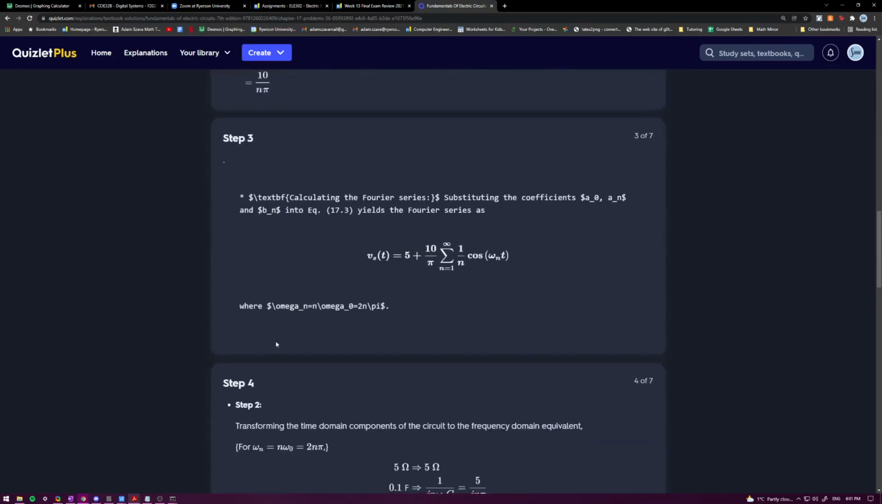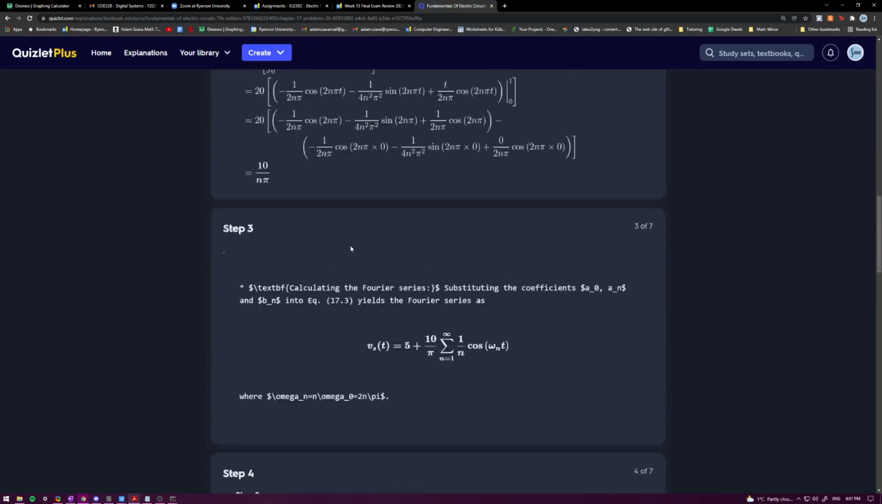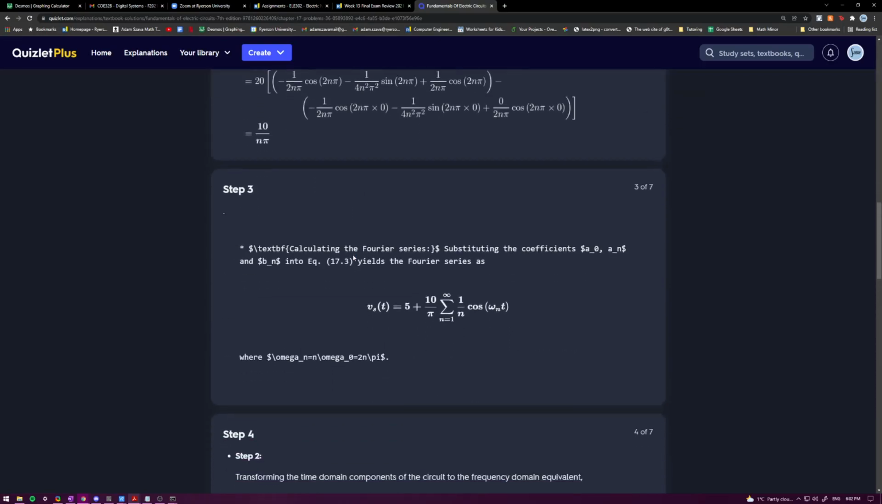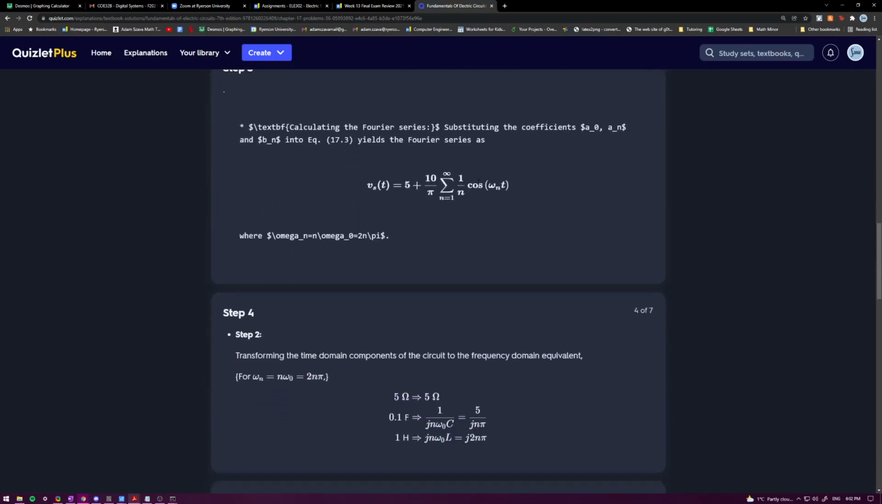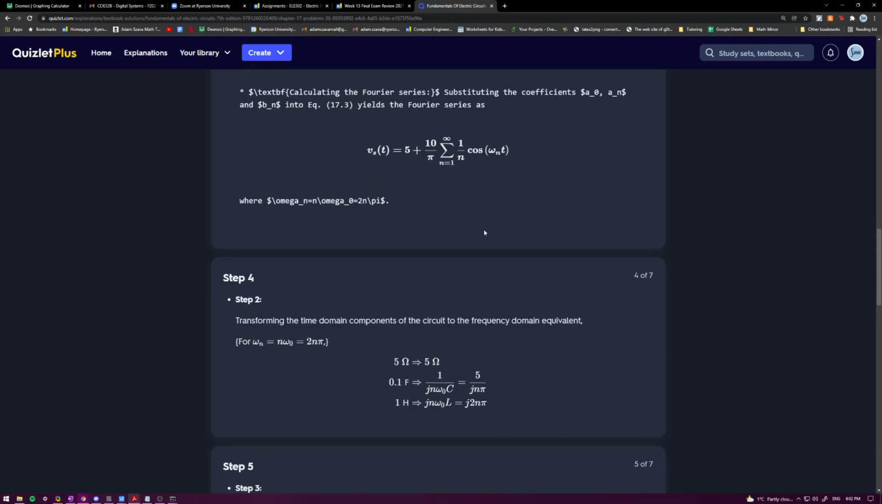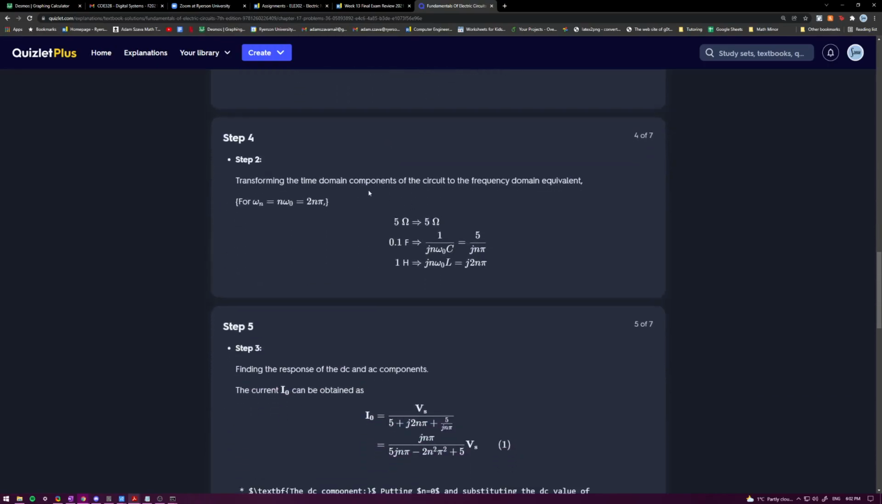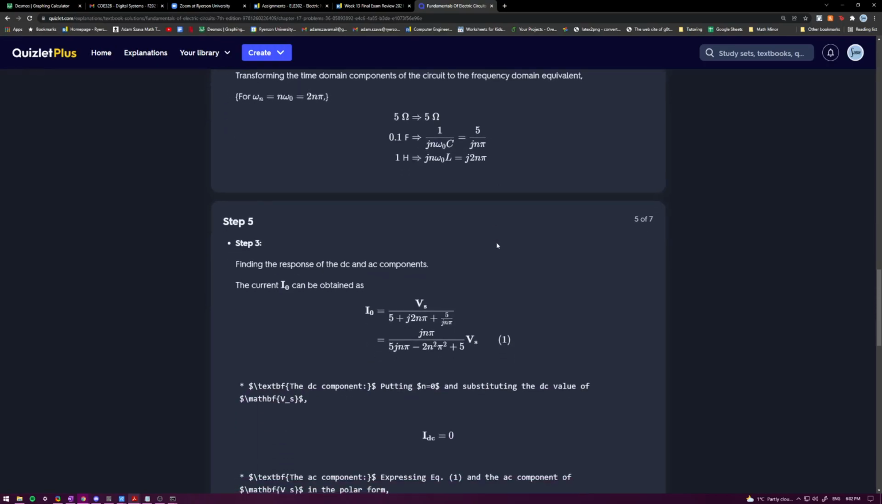a_n, and b_n, then you can plug into equation 17.3. No, that's just the Fourier series. Whatever. There's nothing else to think about there. Yeah, that's fine. And then omega_n is equal to 2n pi. That makes sense. And then they transform the circuit, transforming the time domain components of the circuit to the frequency domain. So it's n omega_0 L and n omega_0 C. That's fine that they just do that there.